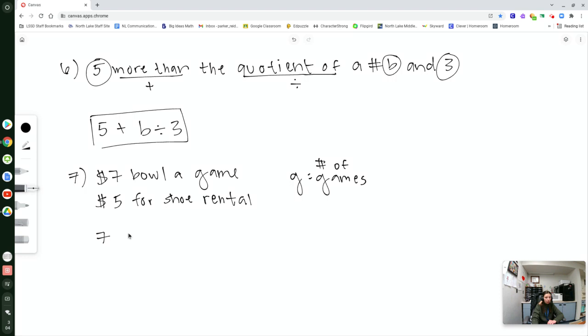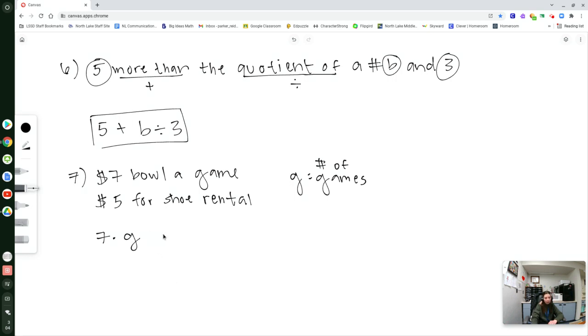So first, let's think about the $7 per game part. If I pay $7 per game, what does that mean I'm doing with $7 and the number of games, G? That means I'm multiplying them. $7 times the number of games. $7 for one game, that's $7. $7 for two games, that's $14. $7 for three games, that's $21. Each time I'm multiplying the $7 by the number of games I played, which is represented by G.